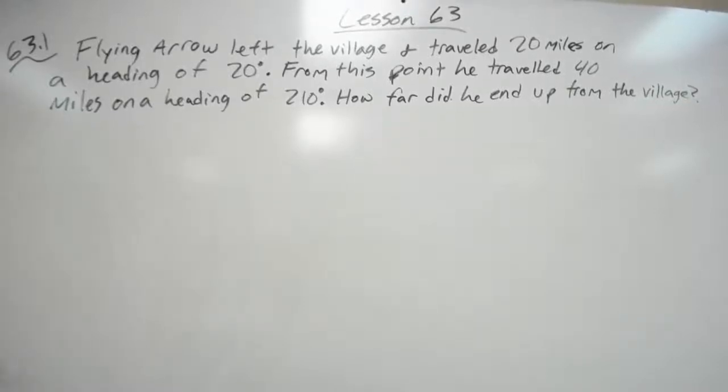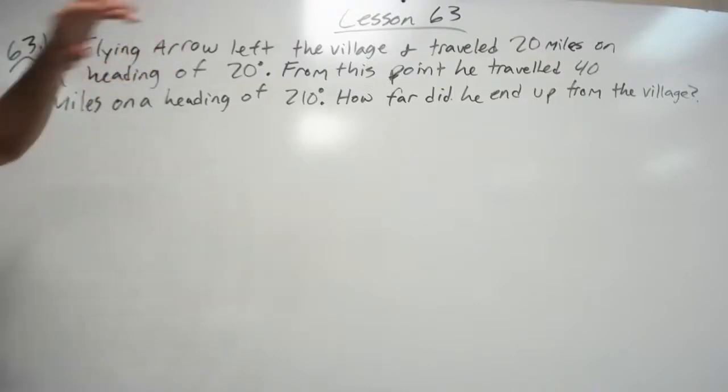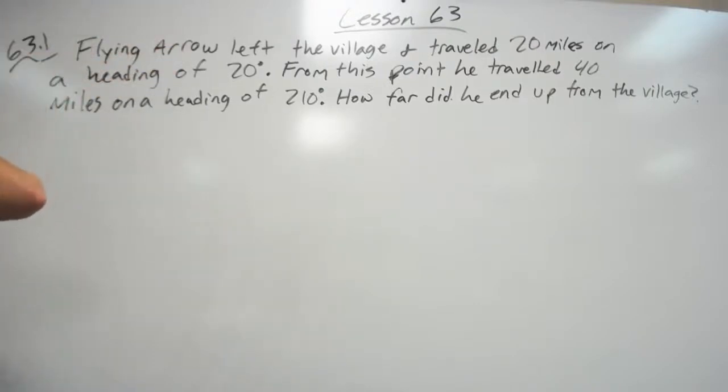Lesson 63, we're going to talk about the addition of vectors, and it starts with a word problem. It's not always going to be a word problem. These are just going to look a lot simpler, but it says: Flying Arrow left the village and traveled 20 miles on a heading of 20 degrees. From this point he traveled 40 miles on a heading of 210 degrees. How far did he end up from the village? So it was like Bear Grylls stuff here.